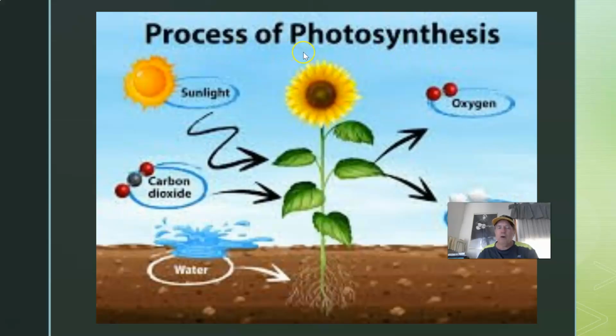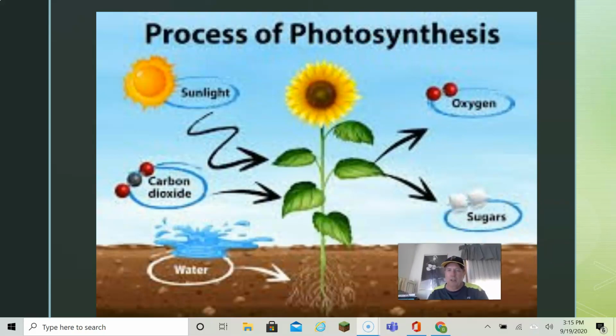Photosynthesis. The word photosynthesis, remember I told you in biology, please pay attention to prefixes and suffixes. Photo means light. Synthesis means to create. You look in this picture, we have a flower. You're going to learn that a flower is called an autotroph. It makes its own food.